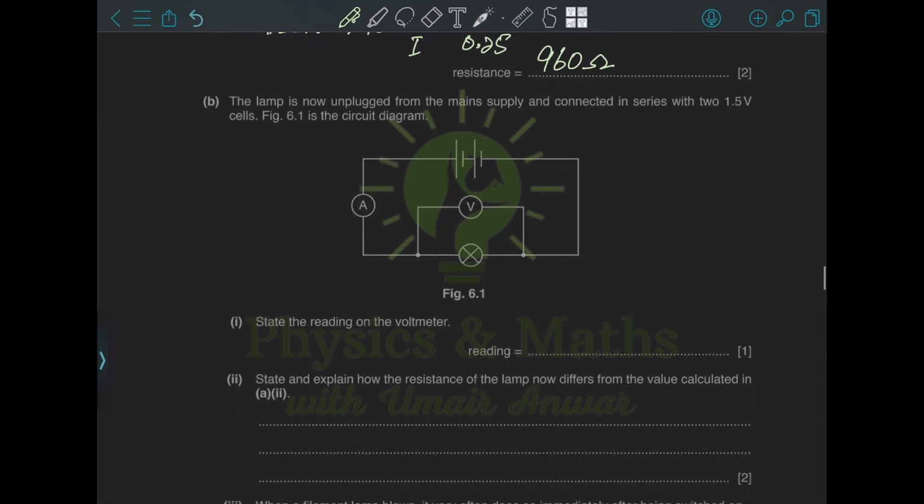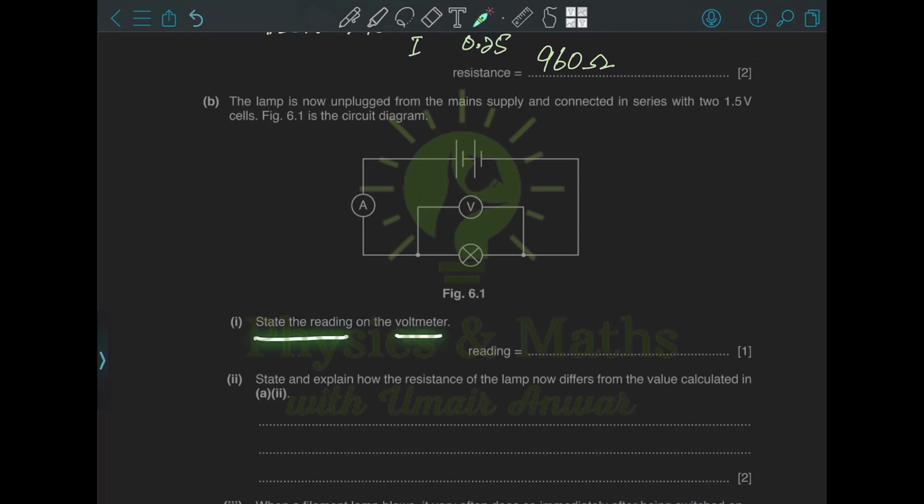The next part reads, the lamp is now unplugged from the main supply and connected in series with two 1.5 volts cells. So this is the first cell and the second cell. Figure 6.1 is the circuit diagram. This is the lamp, two 1.5 volt cells. Then there is a voltmeter connected in parallel with the lamp to give the voltage reading of the lamp, and there is an ammeter to show the current flowing through the circuit.